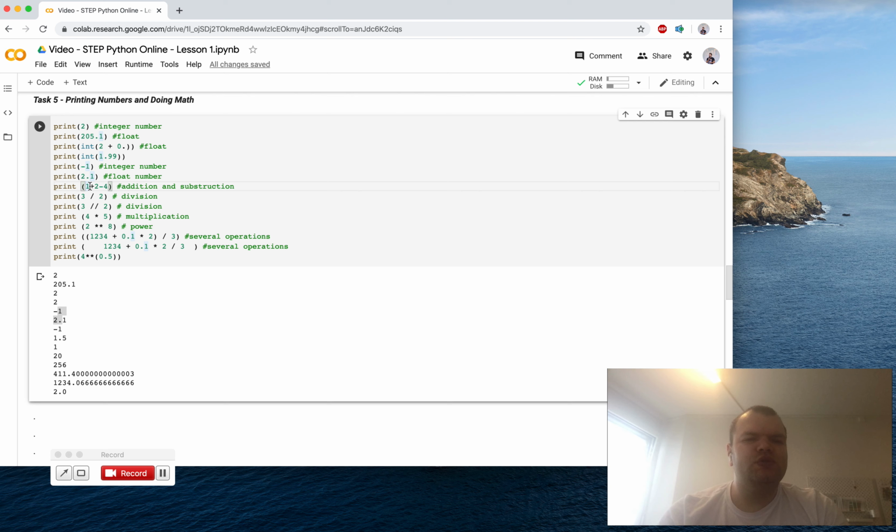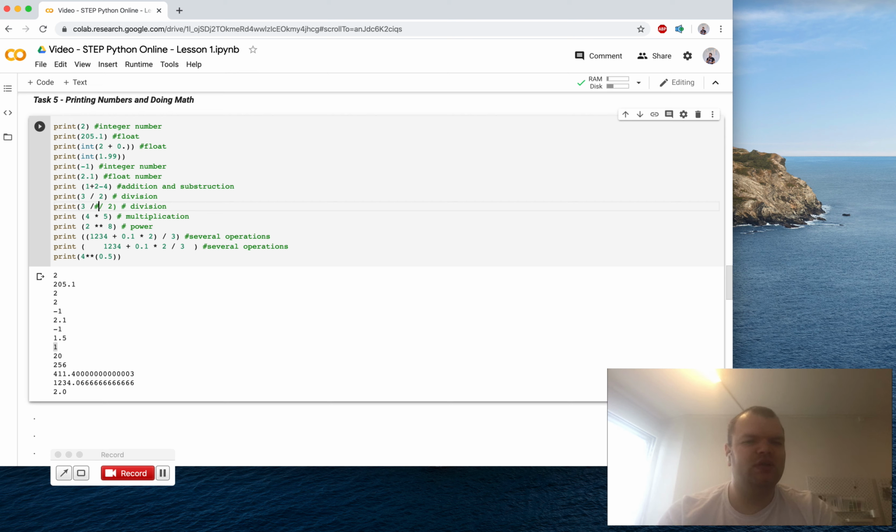You can also use simple expressions inside print functions. 1 plus 2 minus 4. All numbers are integer and result is integer. 3 divided by 2 is not an integer number, so it's 1.5. But 3 and you have 2 times divided by 2 is an integer. And you have the result here, it's equals to 1.